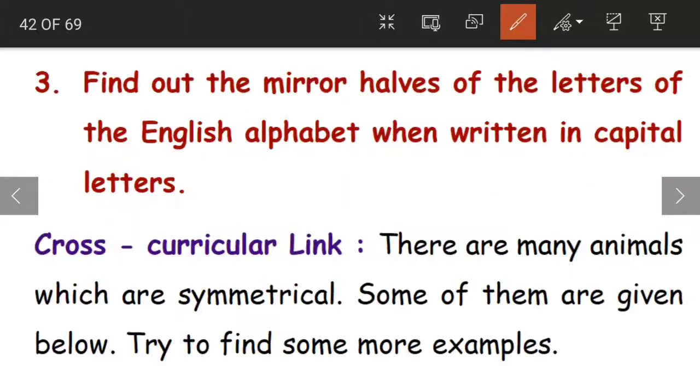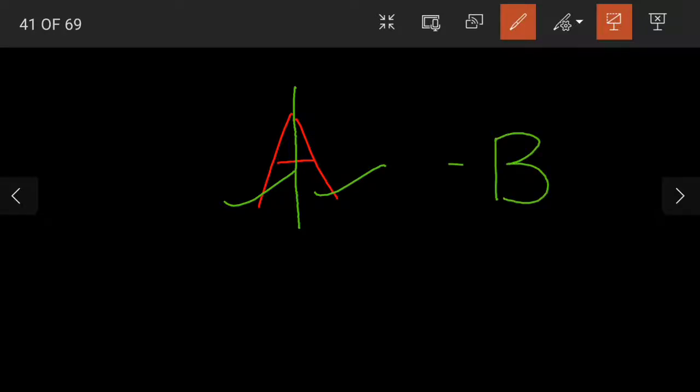Now coming to the cross-curricular link, we have to find out the mirror halves of the letters of the English alphabet when written in capital letters. So for example, if we take the letter A, what is the line of symmetry here? This will be the line of symmetry, and these two are the mirror halves. When we come to B, what will be the line of symmetry? This will be the line of symmetry, and these two will be the mirror halves.